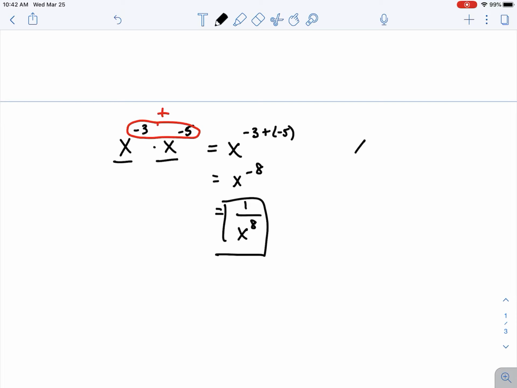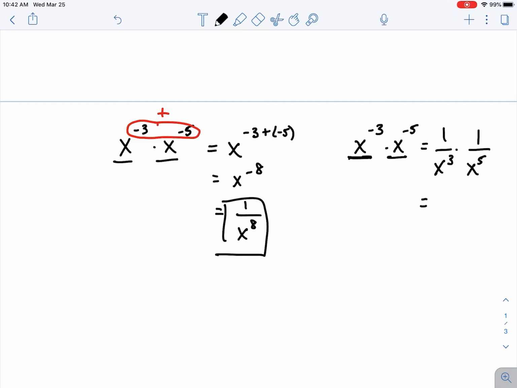so I'm going to change them positive right away, each of them. So this one is going to go downstairs and turn positive, and this one is going to go downstairs and make it positive. And now you just do the math like normal.